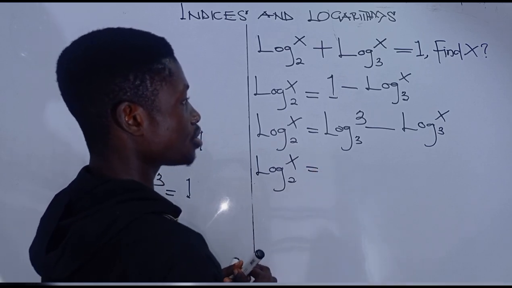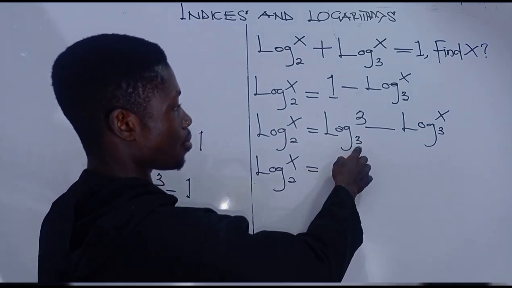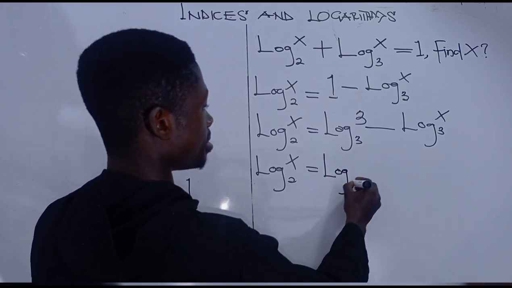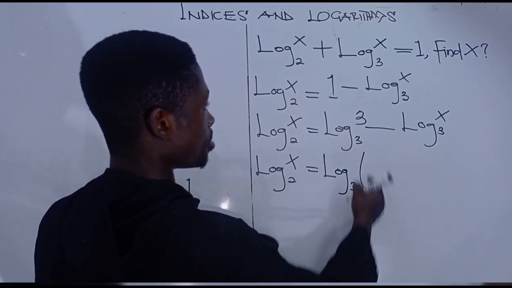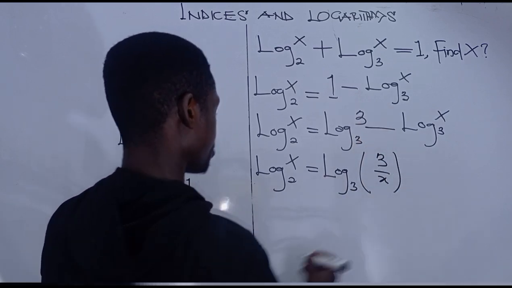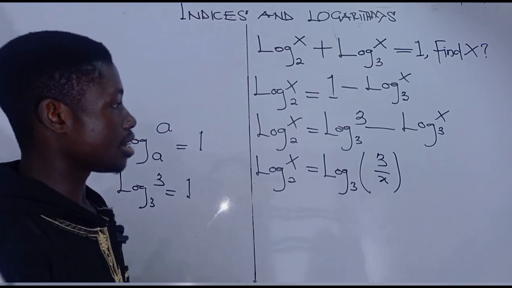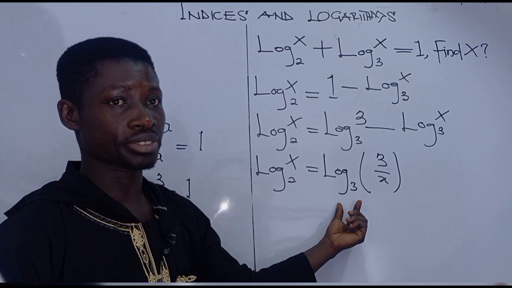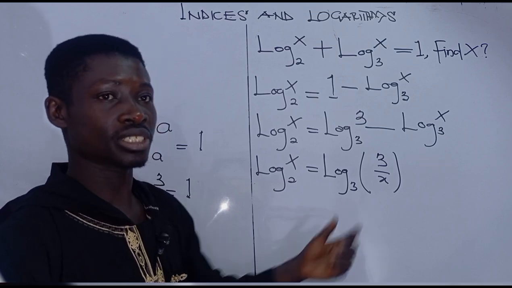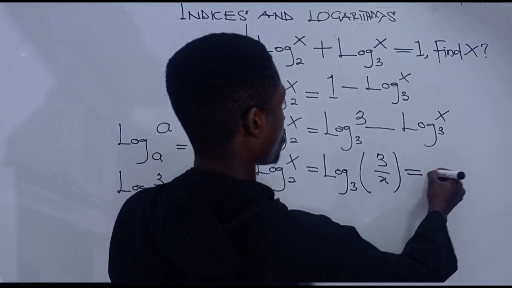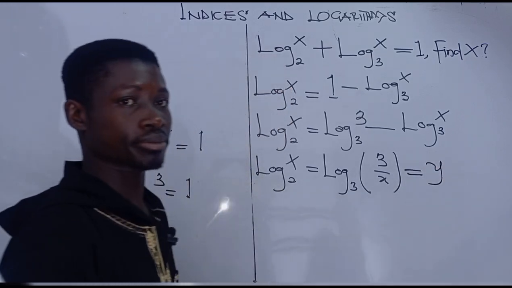So in doing that, we are going to pick any of the logs with a base of 3. So we are going to pick one of them, log to the base of 3, and then what do we do? We divide the numbers. At this stage, continuing at this very point becomes very tedious, but we can make it less tedious by equating it to any variable at all. Let's say the variable y.